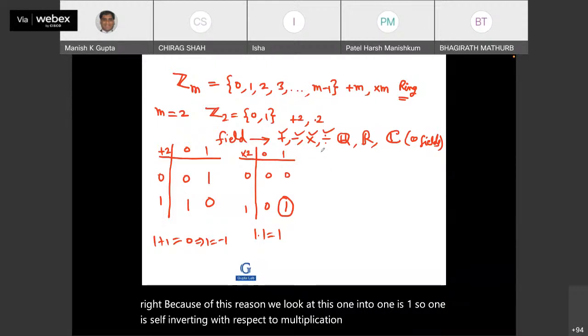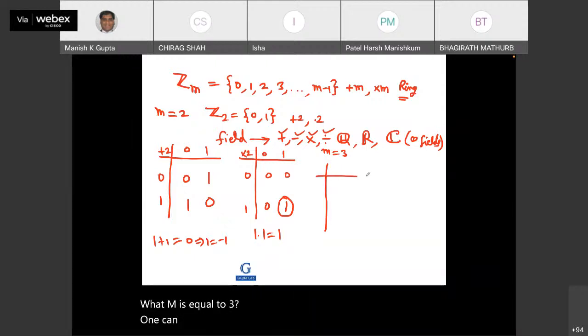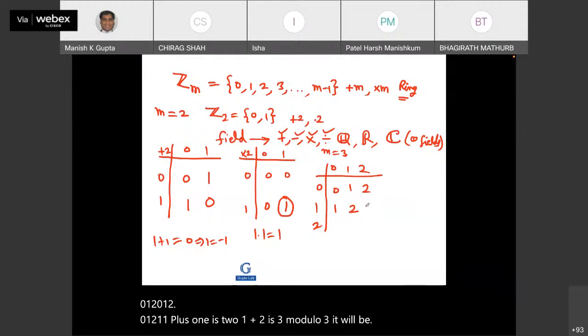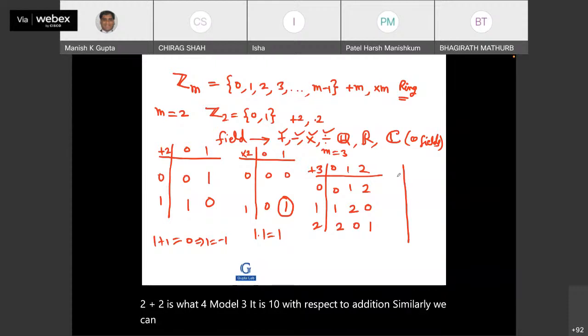What happens if we take m equal to 3 now? For m equal to 3, one can make a table: 0, 1, 2 and 0, 1, 2. 1 plus 1 is 2, 1 plus 2 is 3, modulo 3 it is 0. 2 plus 0 is 2, 2 plus 1 is 3, modulo 3 it is 0. And 2 plus 2 is what? 4, modulo 3 it is 1. So that is the table with respect to addition, and similarly we can make a table with respect to multiplication.